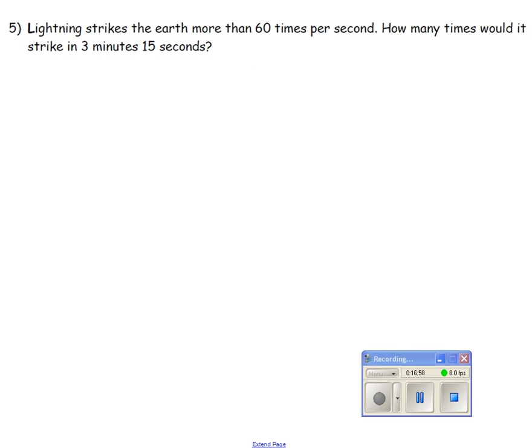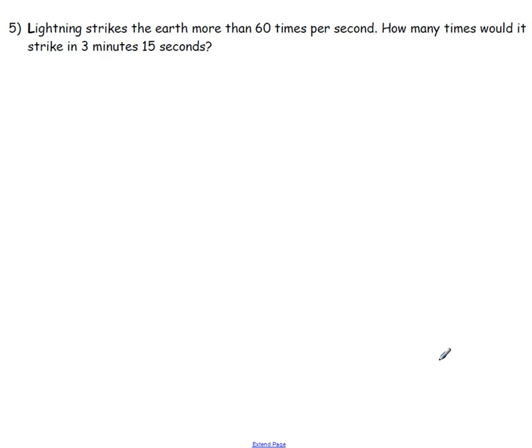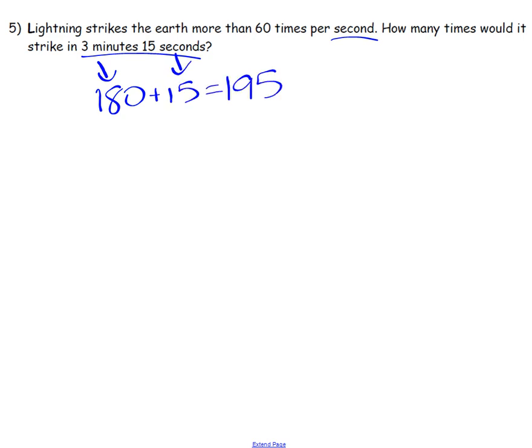Number 5. Lightning strikes more than 60 times per second. How many times does it strike in 3 minutes and 15 seconds? So, if our rate is in seconds, what should our time be written as? Seconds. So, how many seconds are in 3 minutes and 15 seconds? 195. Well, 3 minutes is 180, plus 15, yes. I was right.